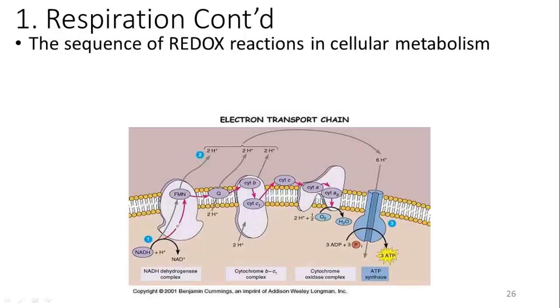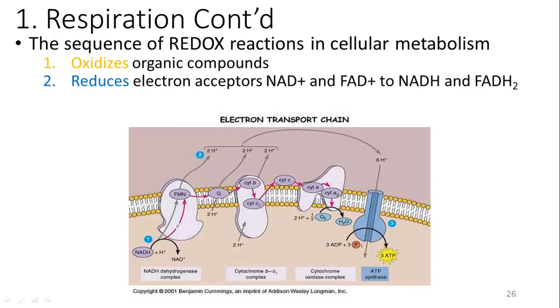So the sequence of redox reactions in cellular metabolism oxidizes organic compounds, so these are the ones that are donating energy, and reduces electron acceptors such as NAD+ and FAD+ to NADH and FADH2. So now they have extra hydrogens where they didn't have them before. So now there's potential energy here in these bonds.